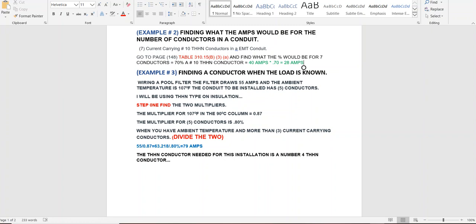So the 55 amps here, let me get my pointer here. I divided by the first multiplier, which was 0.87, and I got 63.218. I divided that by the 0.80, and I got 79 amps. And I went into the ampacity table on 150, and I found out what conductor I will be able to use with 75 amps. And it came out to a number 4 THHN conductor.